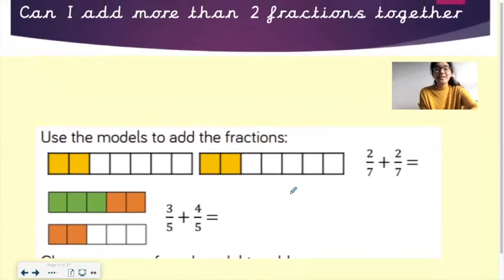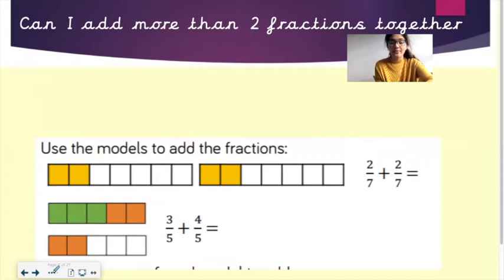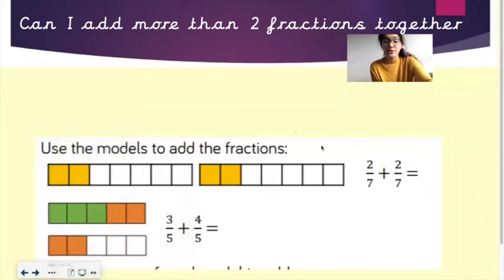We are going to use these models to add the fractions. So here we have our first fraction, which is 2/7 plus 2/7. Now the way in which we add these together is, first of all, if you remember from last time, our denominator does not change, so it will be over 7.